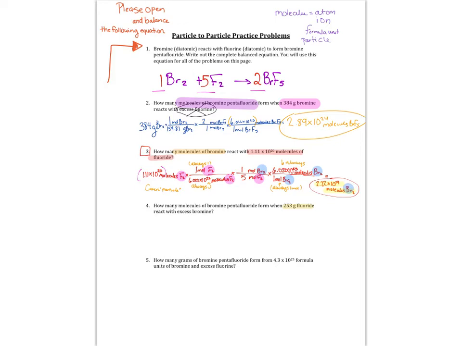So you'll see here on, let's just say number 2, it'll say how many molecules of bromine pentafluoride form when you have 384 grams of bromine. Molecules is also particles, so it's the same thing, just written differently. So we're going to go through and talk about how to solve for these problems, and then you'll try a few additional practice problems on your own.